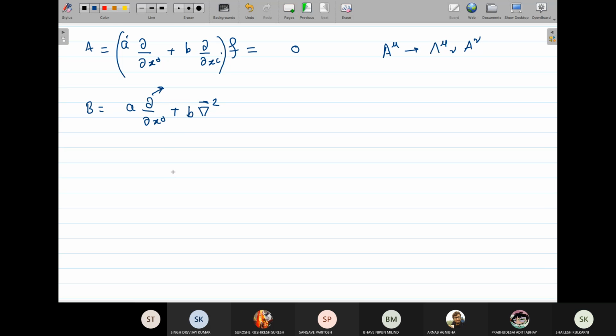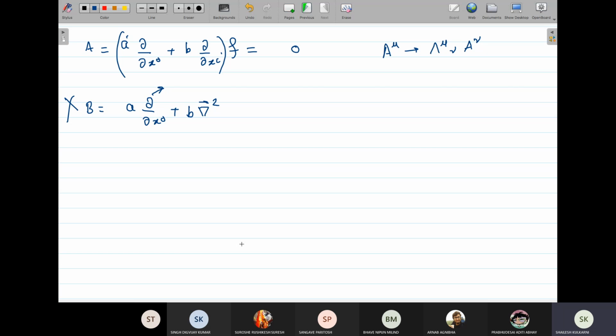Agree? Is it clear? Okay. There will be a problem here. This will not transform as a spatial component, this whole thing, entire thing. Okay, spatial component of 4 vector. So as a result, this will not be Lorentz covariant.